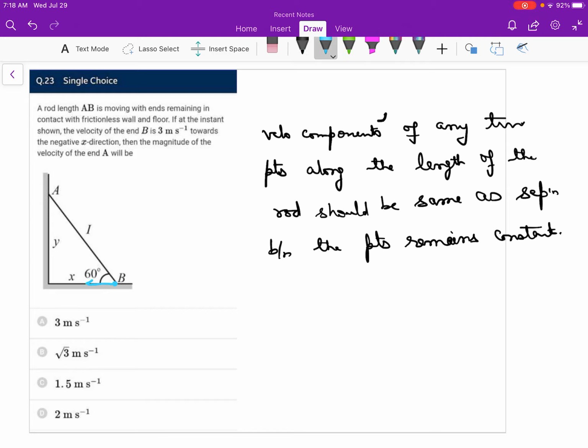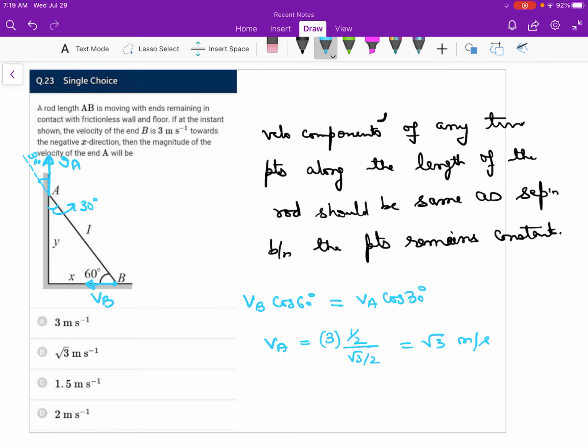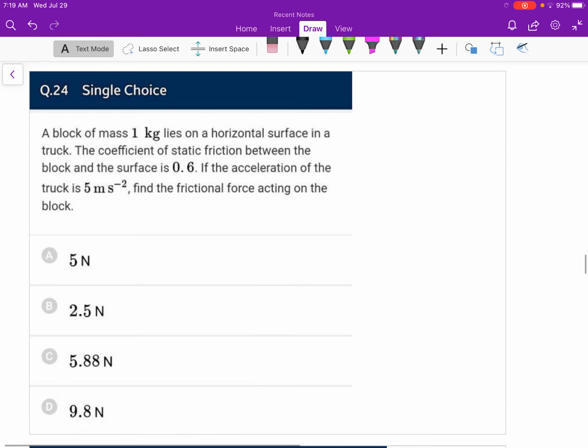So this is VB, B is moving towards left. So when B moves towards left, A will move upwards, VA. This angle is 60 degree, so along the length of the rod, this angle will also be 30 degree. So the component of VB along the length of the rod, that is VB cos 60 degree, should be equal to the component of VA along the length of the rod, that is VA cos 30 degree. So VA is VB, which is 3, cos 60 is half, root 3 by 2. So that is root 3 meters per second. So B is the correct option.